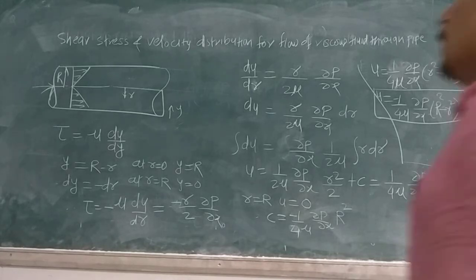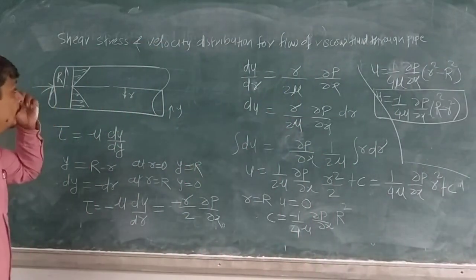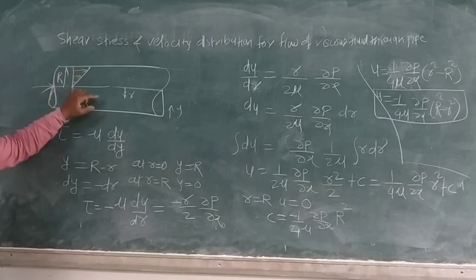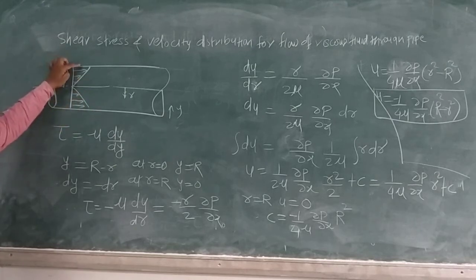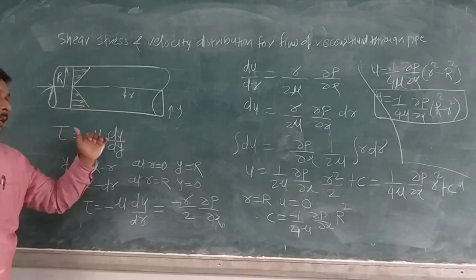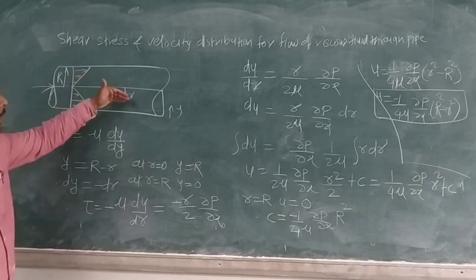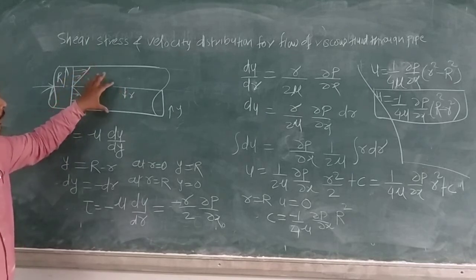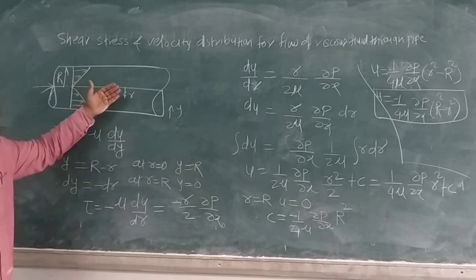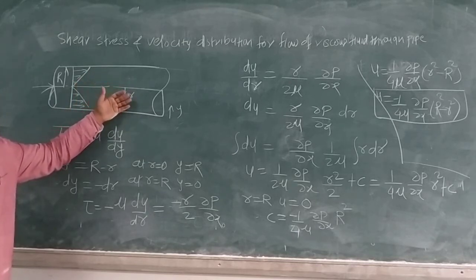So next point we consider is shear stress. We have already seen it is varying linearly with r, maximum at the wall and minimum at the center. Now we have to obtain the velocity distribution, meaning how the velocity is changing in this pipe. We have already considered it is parabolic. Now we have to derive this variation mathematically.